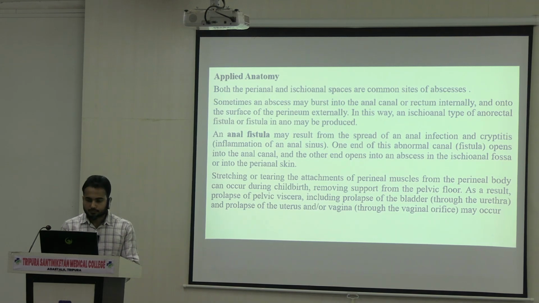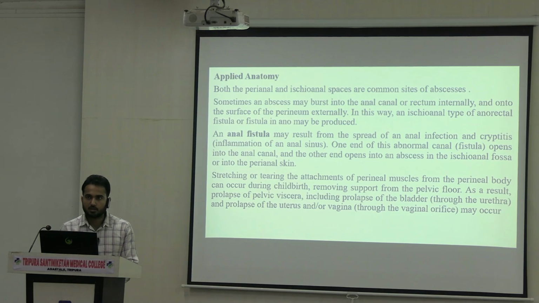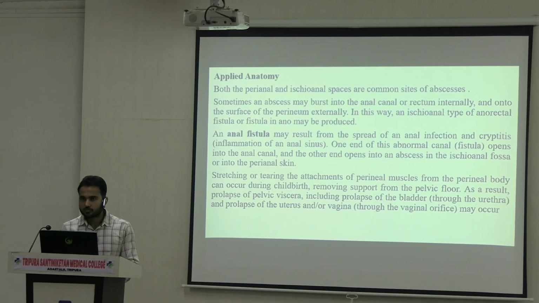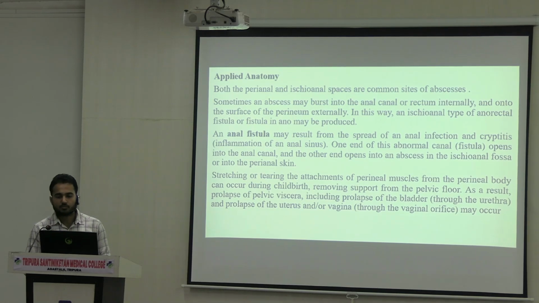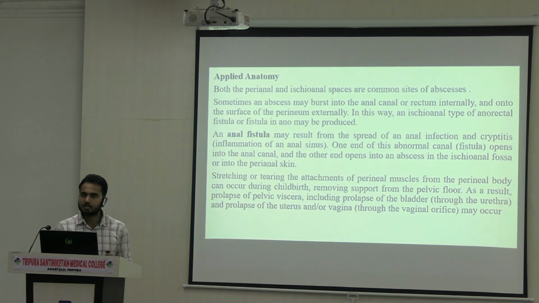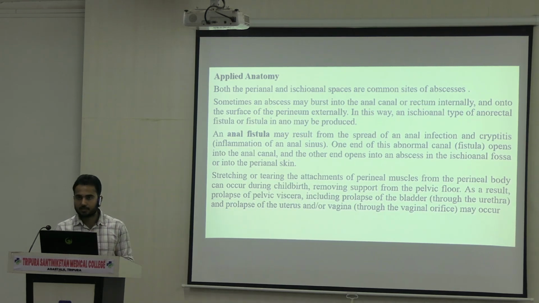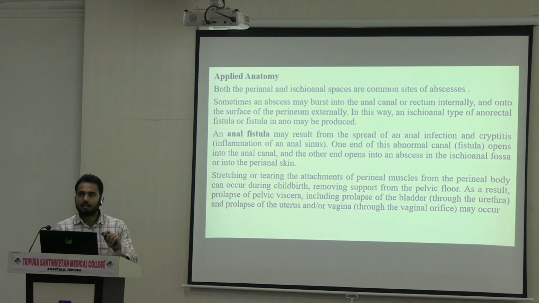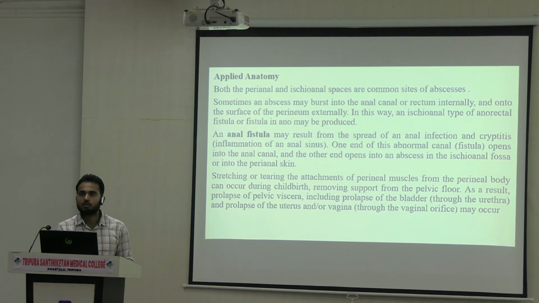Now, the ischioanal fossa and the perineum are common sites for abscess formation. Once an abscess is formed, what happens after that? Sometimes the abscess may burst. After bursting, it may go into the anal canal or the rectum internally, or onto the surface of the perineum. In this way, a fistula is formed, called an anal fistula or fistula-in-ano.